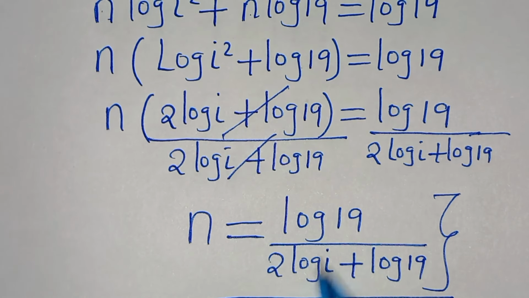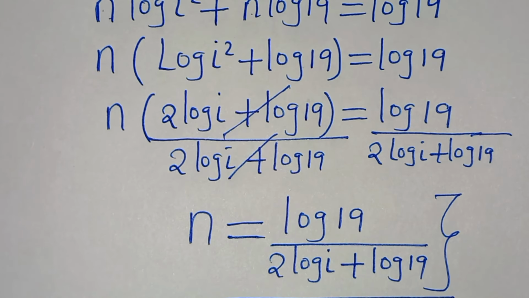So we have two values of n here by applying method 1 and method 2.